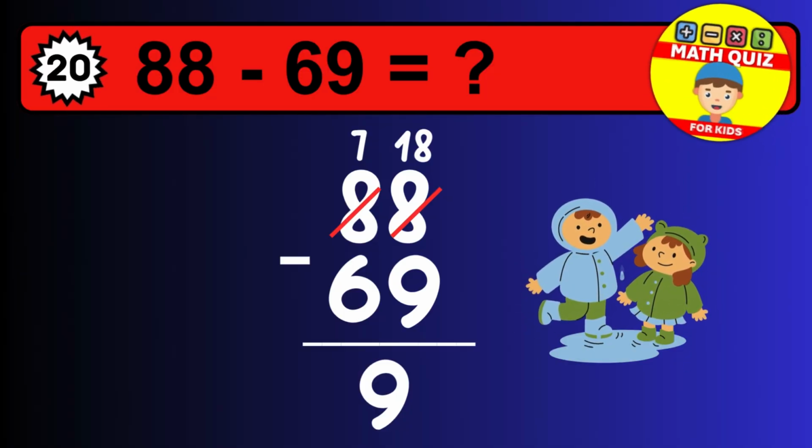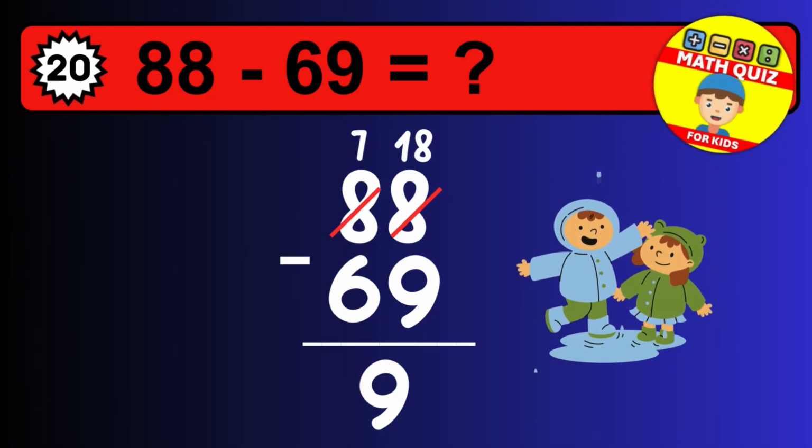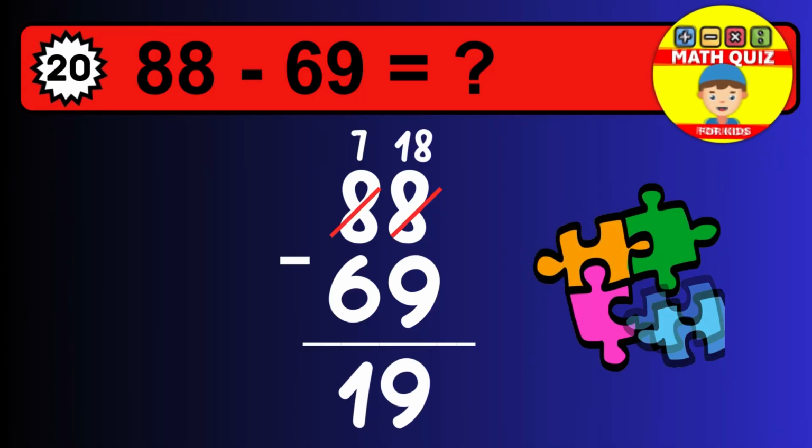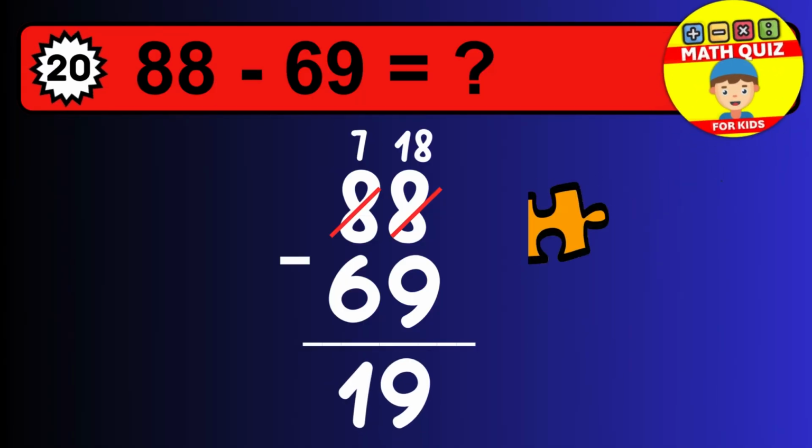Now we subtract. 18 minus 9 is 9. Then we go to the tens. 7 minus 6 is 1. The final answer is 19.